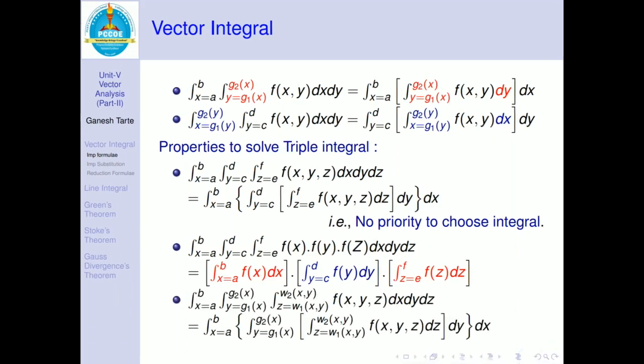And the last one, if limiting values of x are constant, y depends on x and z depends on x and y. So z is most dependent, and therefore we integrate with respect to z first. Then y depends on x, so we integrate with respect to y, and then x is constant, so finally we integrate with respect to x. So in short, the most dependent function we have to integrate first. So these are properties related to triple integral.